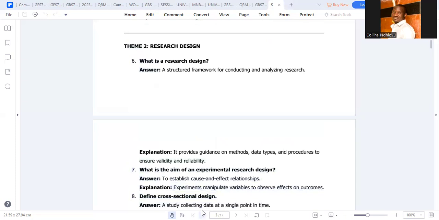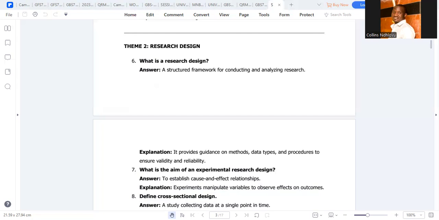What is a research design? And what types of research design do we know? A research design is simply a structured framework for conducting research. It's a blueprint, a detailed plan. It outlines your methods, your data types, and your procedures to be used, and it ensures that you're systematic, valid, and reliable. We have research designs under qualitative and under quantitative.